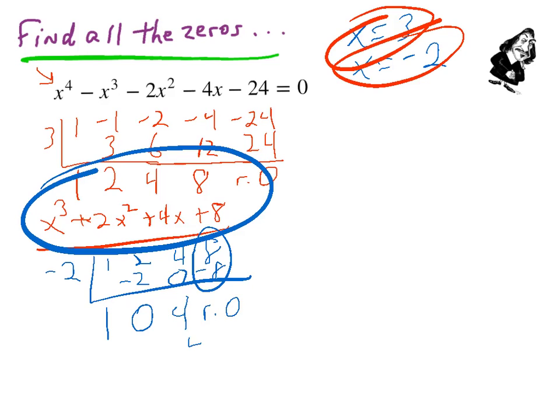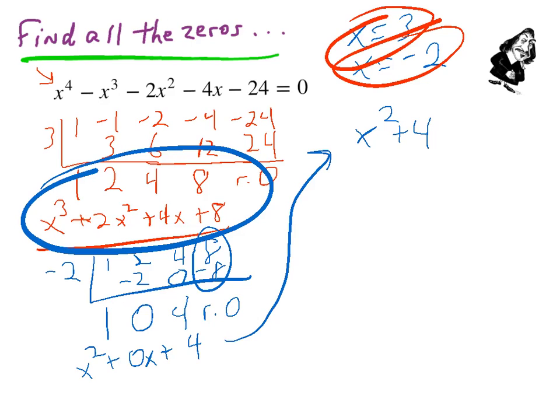Which leaves us with a constant for a 0x and a 1x squared. Which is really the same thing as this. We have x squared plus 4. Alright, well, if we want to find the zeros, I could set this equal to 0 and see what happens. I could do this. I could move the 4 over.